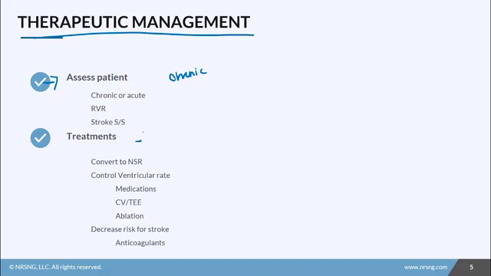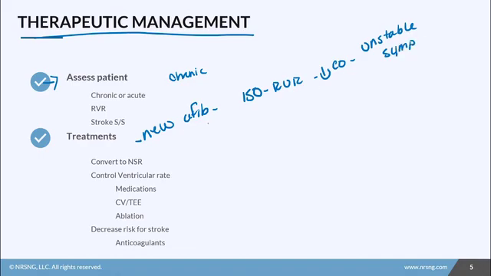Let's say I have a patient that's a new onset AFib, and they come into the hospital and their heart rate is in the 150s. So they're in RVR. Because this is going to decrease the cardiac output, they are going to be unstable, and they are also going to be very symptomatic. So I got to take action immediately and try to convert them back into a normal sinus rhythm.